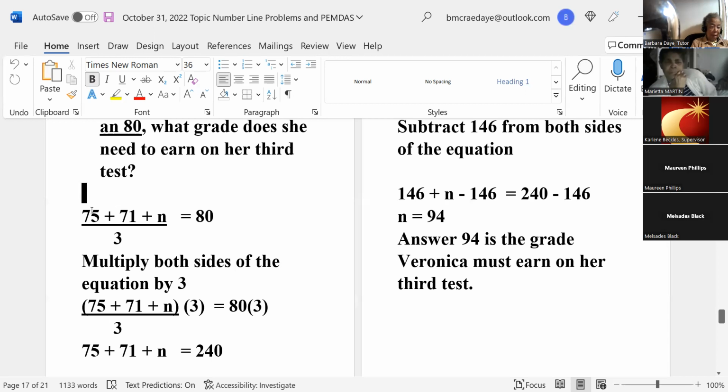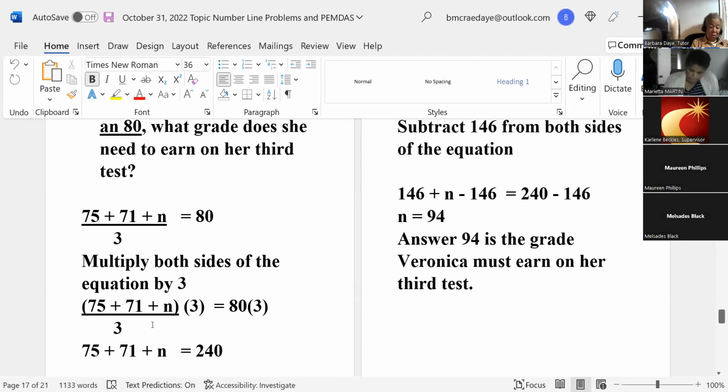So you multiply both sides by 3, and that gives you just the addition equal to the 240 we got from 3 times 80. 3 times 80 is what, Mercedes? 3 times 0 is 0, 3 times 8 is 24, so 240. You got it? So now you've got 75 plus 71 plus a third score adds up to 240.